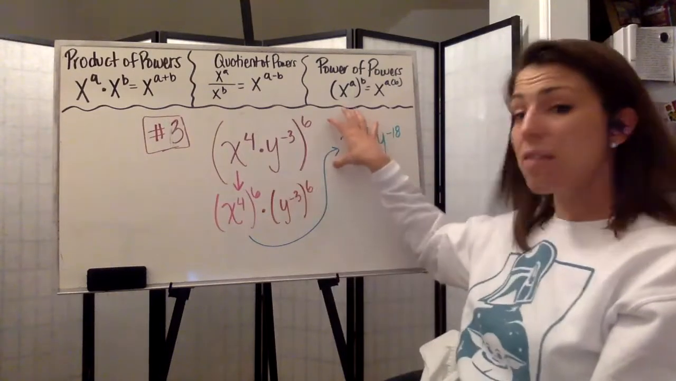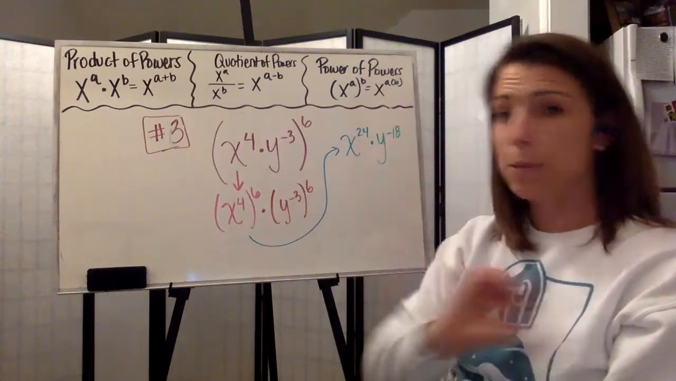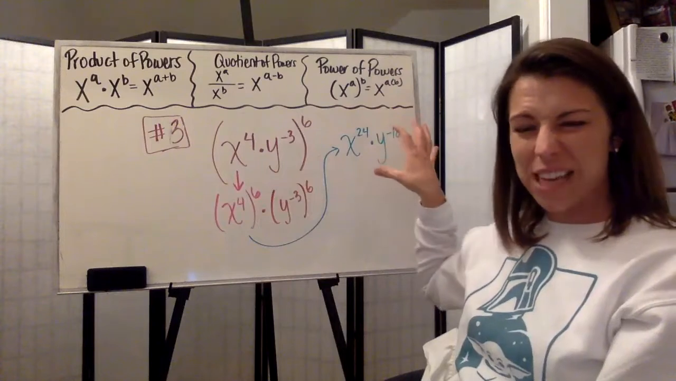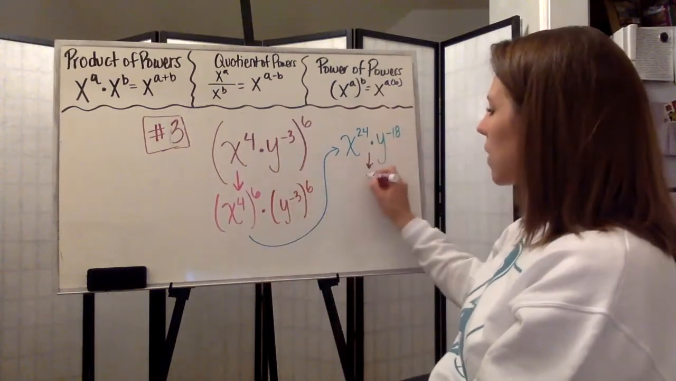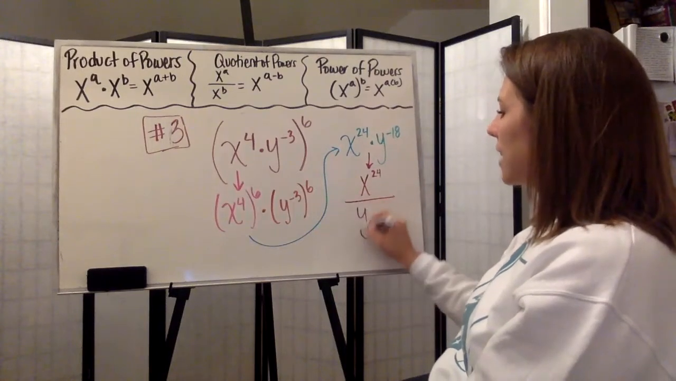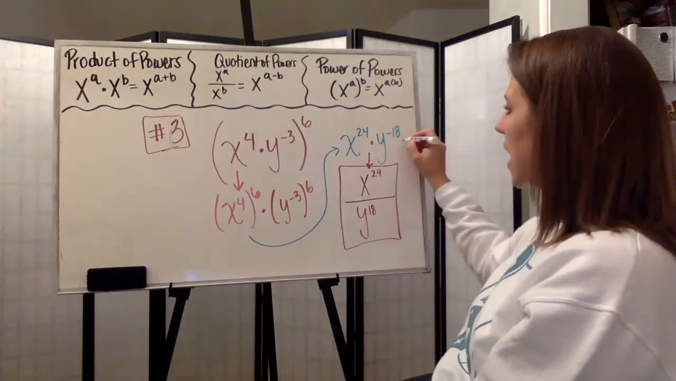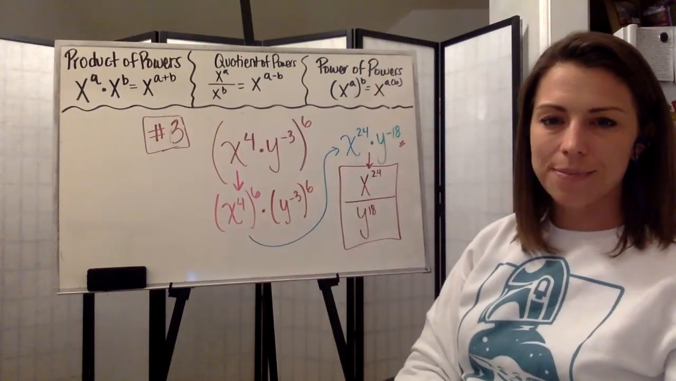So you're gonna leave x in the numerator. X is happy in the numerator with this little positive exponent and everything's good. Y, unhappy. It has its negative exponent, not good. So our final answer is we've got x to the 24th in the numerator and we've got y to the 18th in the denominator. Because again, you can't have those negative exponents left behind.